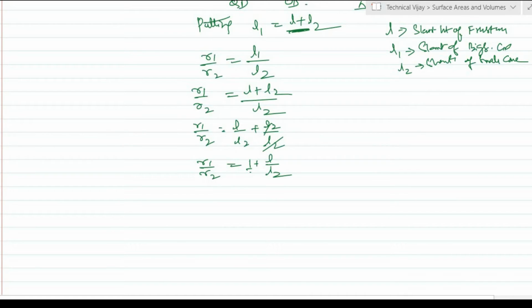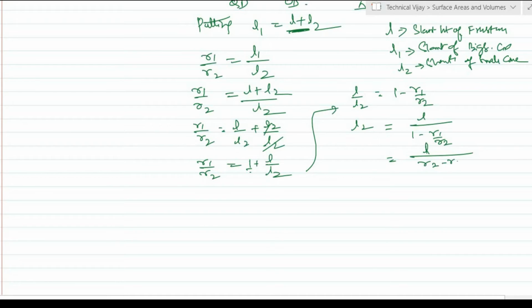So here this will be L by L2 is equal to 1 minus R1 by R2. Okay. So L2 is equal to L divided by 1 minus R1 by R2. So like this, L divided by, so here (R2 minus R1) divided by R2. So now L into R2 divided by R2 minus R1. This is L2.